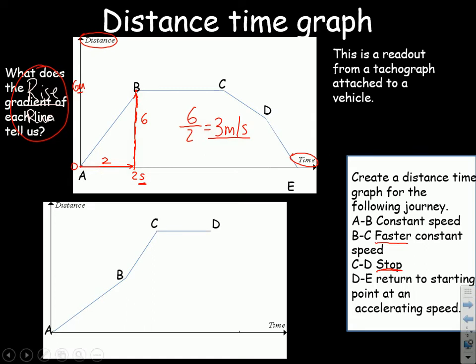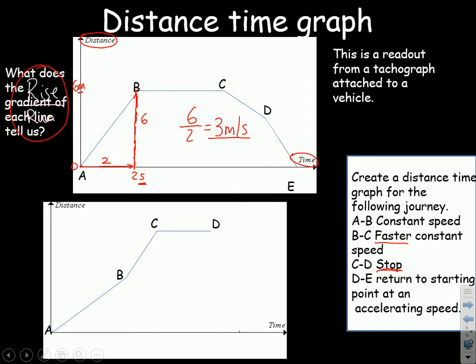And then finally, a tricky bit to finish off with, from D to E, the object is returning to the start point at an accelerating speed. So we know that it is returning to the beginning, so therefore we know that it will be going downwards back towards the bottom line. However, we know it's not going to be a straight line because the object is accelerating. So how is this going to look?